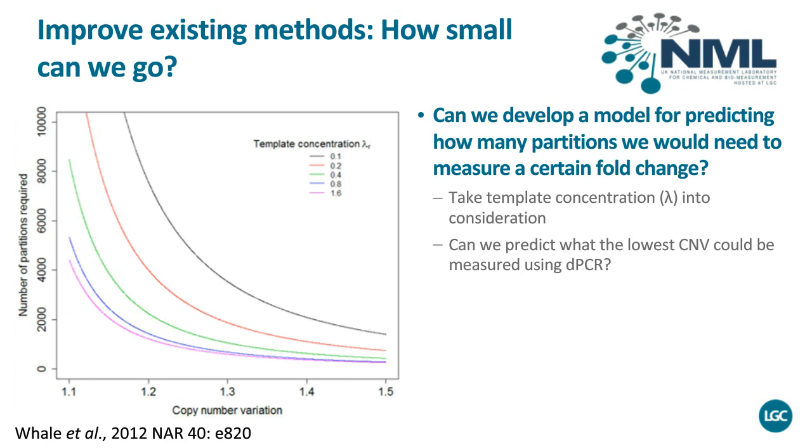And as you can see along the bottom, we've got the copy number variation we might want to measure with the number of partitions required. Now, of course, this is slightly outdated because we only went up to 10,000 partitions.